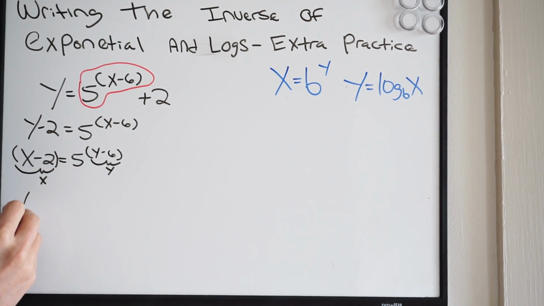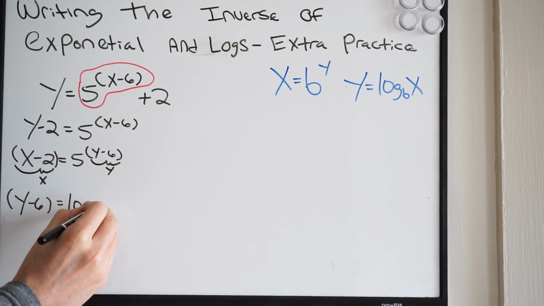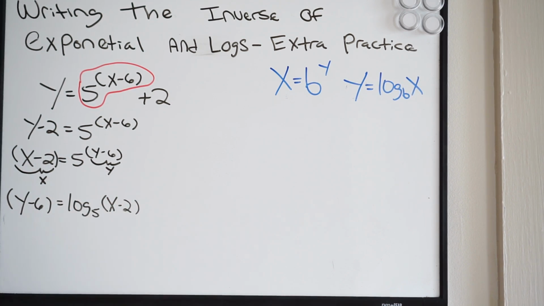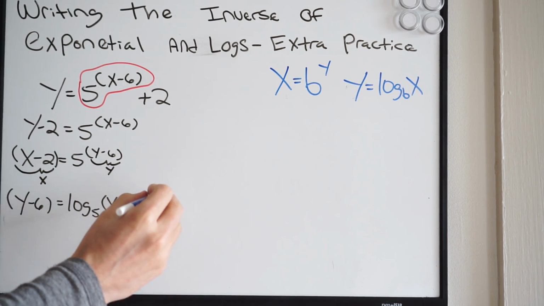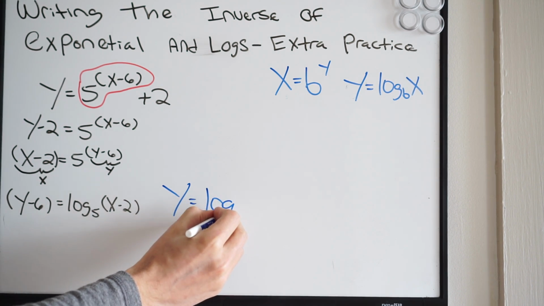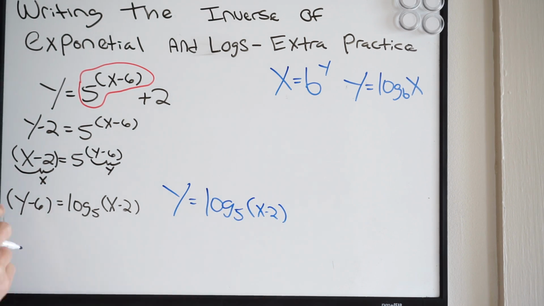This is going to come down. So we have y minus 6 equals log base 5, and then we have x minus 2. The last thing we want to do is get rid of this negative 6, so we add 6 on both sides so that we get y equals log base 5 of x minus 2, and again we added 6, so plus 6. That is your final answer. So that would be the inverse of that exponential.